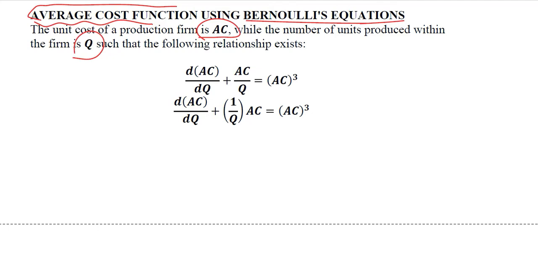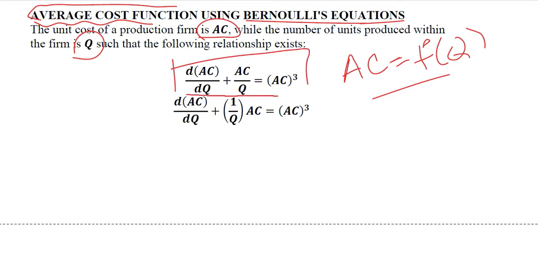As we know, average cost is represented with AC, and the output is what determines the level of AC, that is, average cost depends upon output in the simple approach. So these are the dependent and independent variables. Now this equation is given: the derivative of average cost, plus the average cost with its ratio with Q, equals the cube of average cost. So it's an elaborated equation.